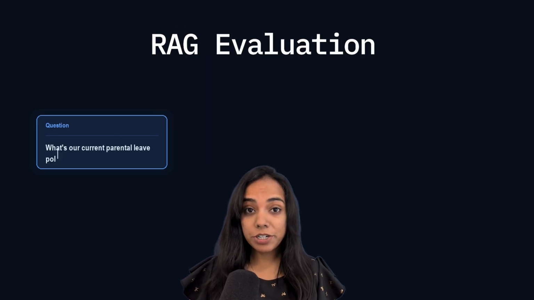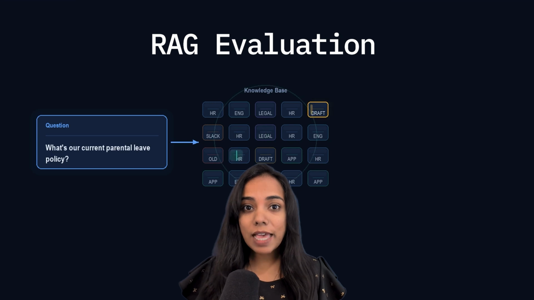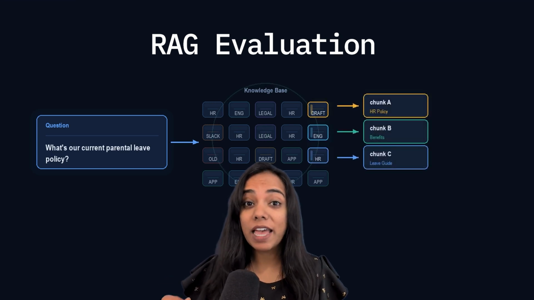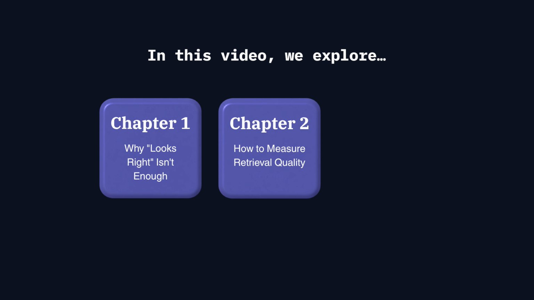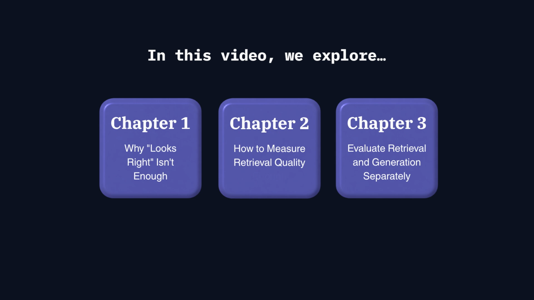RAG evaluation is how you check whether your retrieval system is actually pulling the right documents that help with answering the question. In this video, we'll cover three things. Why the answer looked right is a trap, the core metrics that actually measure retrieval quality, and how to evaluate the generation step separately from the retrieval step.